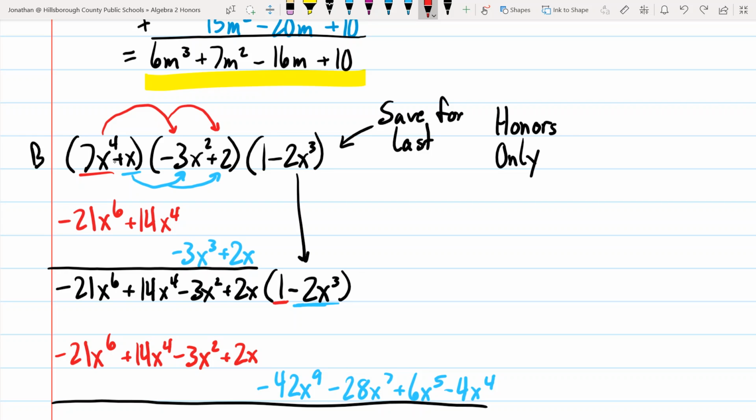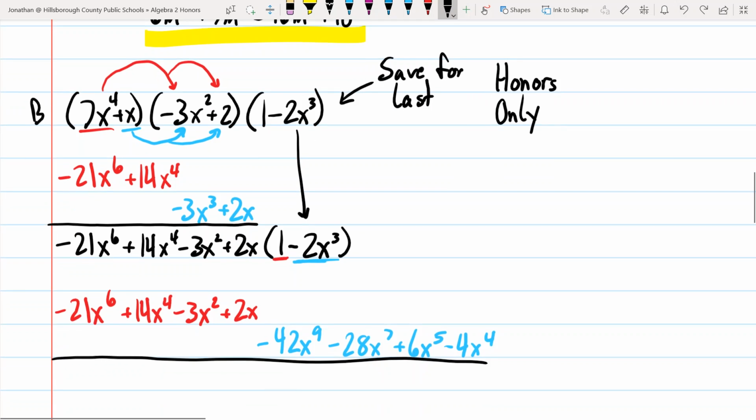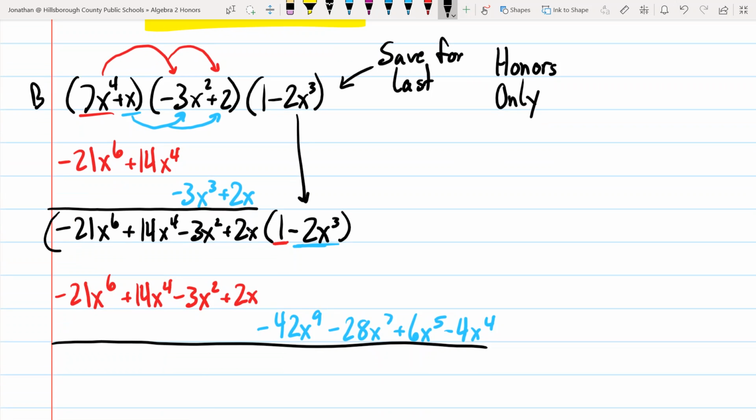So again, the red is from multiplying the 7x squared to both of these terms. The blue is from multiplying the regular x. With these ones here, there were no like terms to combine, so I just brought everything down. And now is when we bring down the one we saved for last. So I put this back in parentheses.